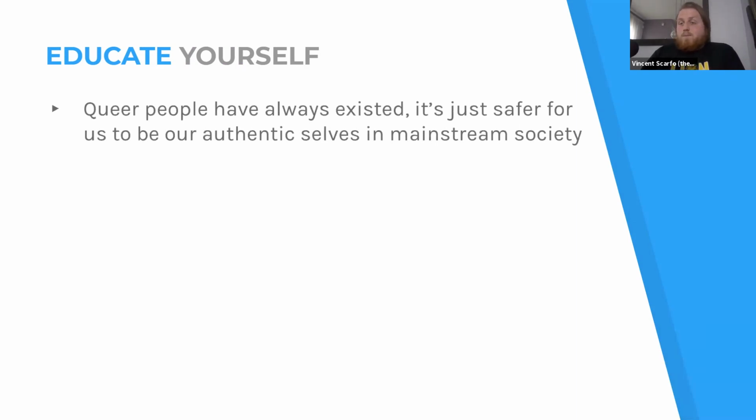One thing to note is that we have always existed. Trans people have always existed. Intersex people have always existed. Queer people have always existed. It's just safer for us now to be out. The percentage of people who identify as LGBTQ has gone up in younger generations because it's safer for folks to come out, not because they're necessarily more queer.